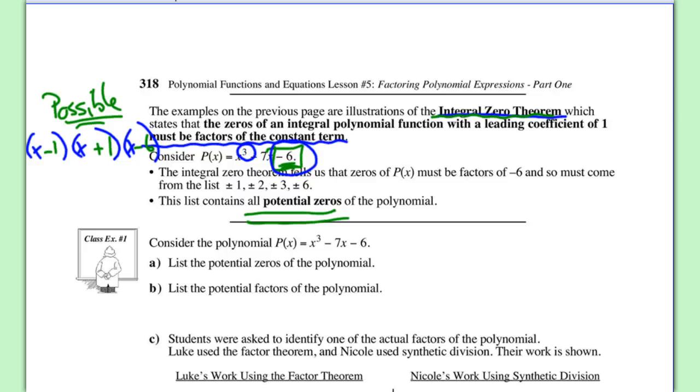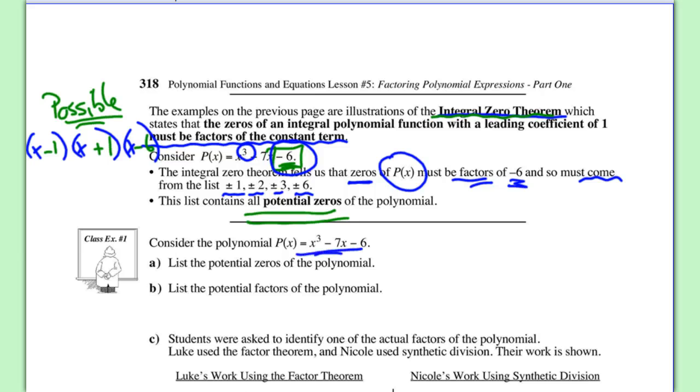So the integral zero theorem says that the zeros of p of x must be factors of -6. So it must come out to this list. I could have ±1, ±2, ±3, or ±6. That's the list of all the potential zeros for that polynomial because of the fact that there's a constant term of -6, right? So rather than do exactly the same one that they had there, we already listed those, right?